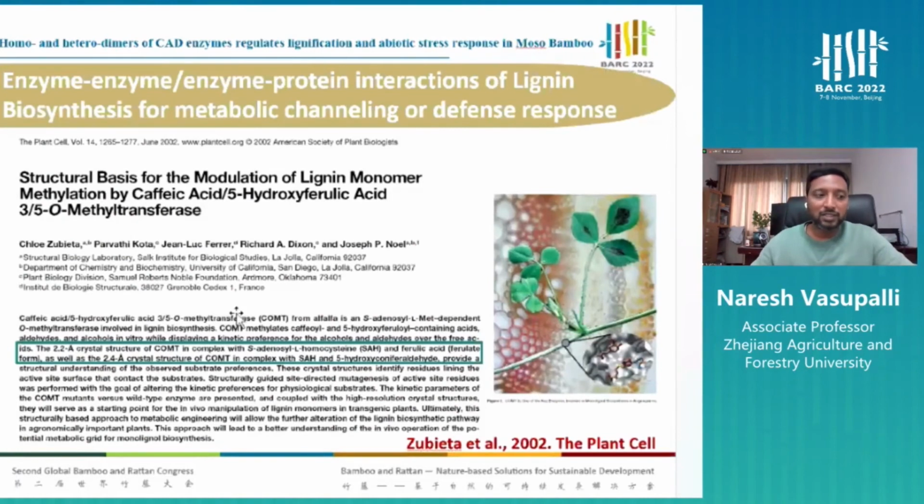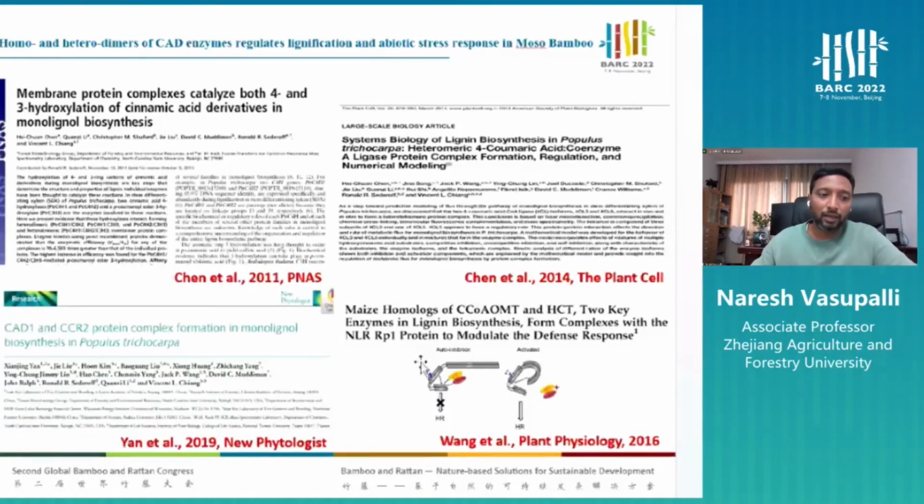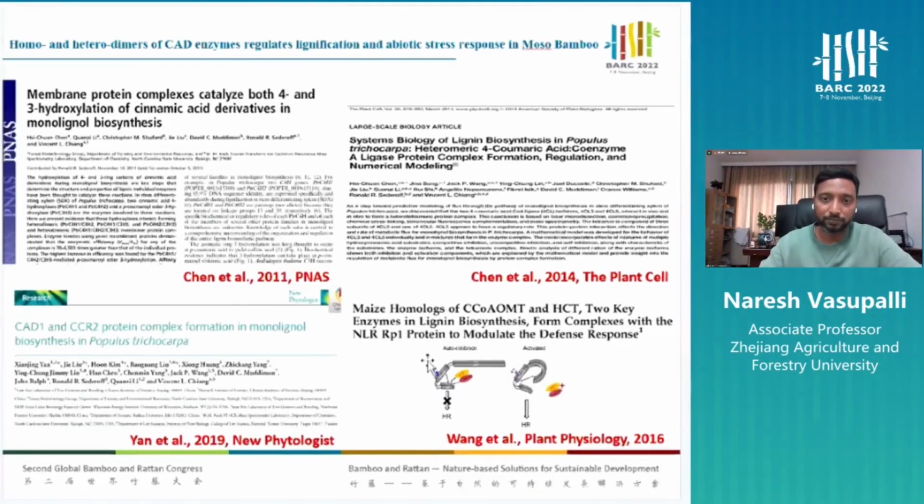The first lignin biosynthesis enzyme interaction was identified through crystallization. The group led by Joseph Noel identified that the COMT enzyme crystallizes with SAH, ferulic acid, and 5-hydroxyconiferaldehyde. These are some of the publications related to enzyme-enzyme interactions. In the past 20 years after the first publication, research on lignin biosynthesis enzyme interactions was very limited, although it has practical implications.